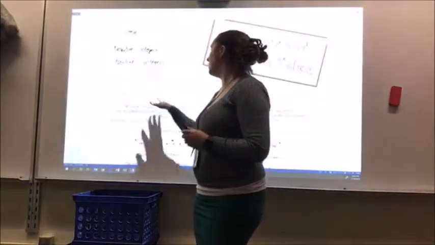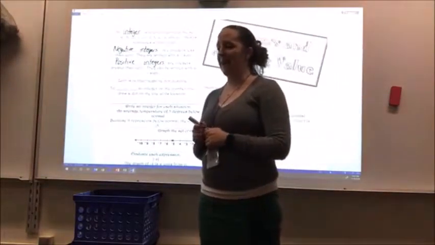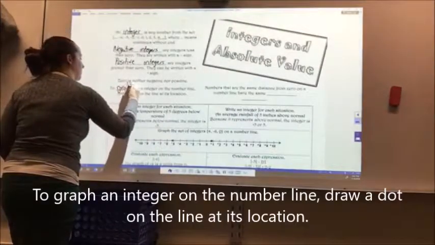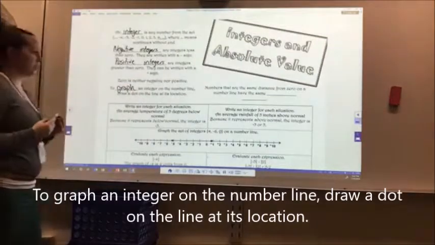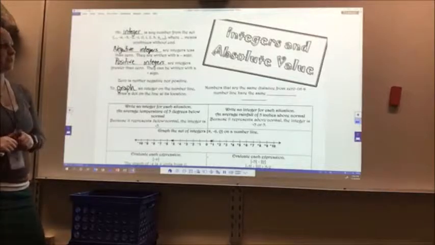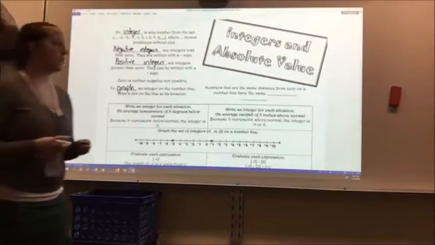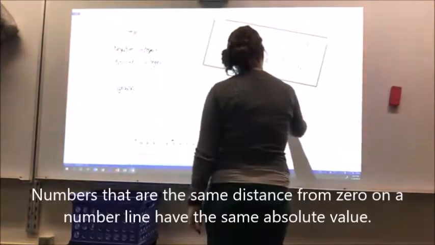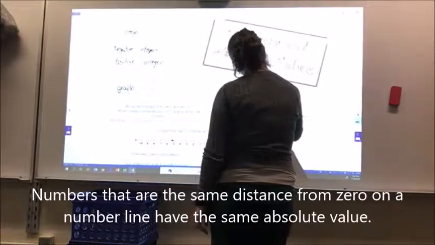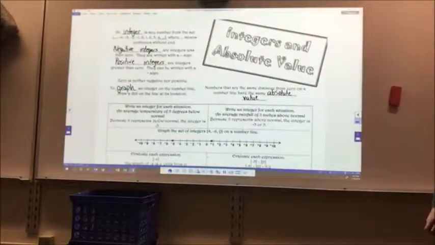Okay. To blank an integer on the number line, draw a dot on the line at its location. In that blank, you're going to write graph. So to graph an integer on a number line, draw a dot on the line at its location. Numbers that are the same distance from 0 on a number line have the same blank blank. In those blanks, you're going to write absolute value. So numbers that are the same distance from 0 on a number line have the same absolute value.